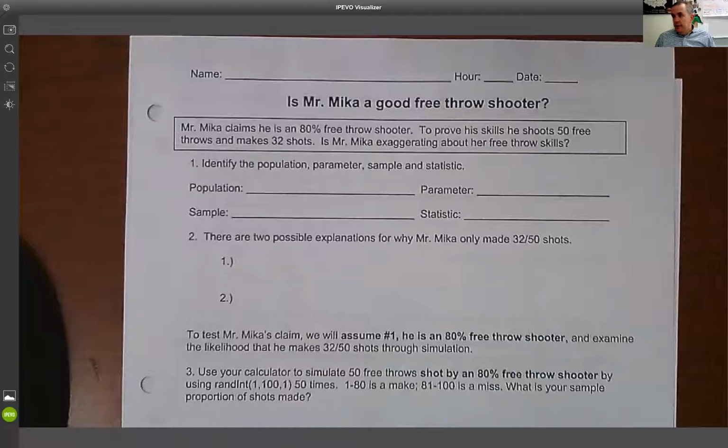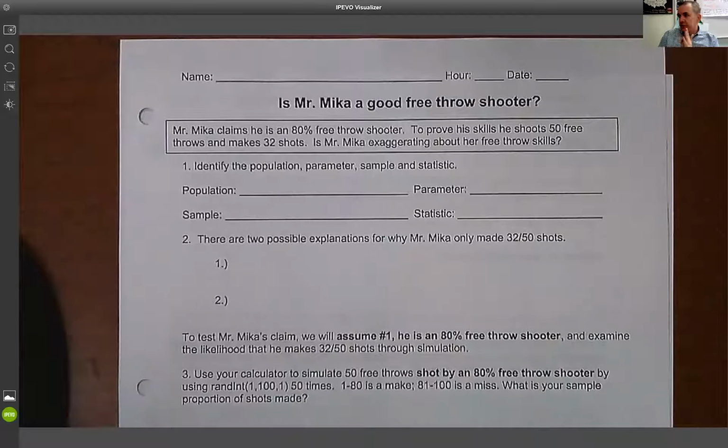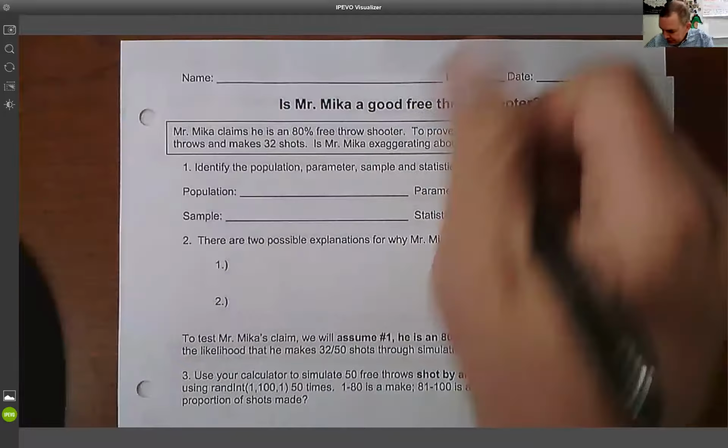Okay, here we go. So we're going to go ahead and do the activity we did today, kind of introducing significance tests. So here's the deal. Mr. Michael claims he's an 80% free throw shooter. To prove his skills, he shoots 53 free throws and makes 32 shots. Is Mr. Michael exaggerating about, I should say, his free throws?